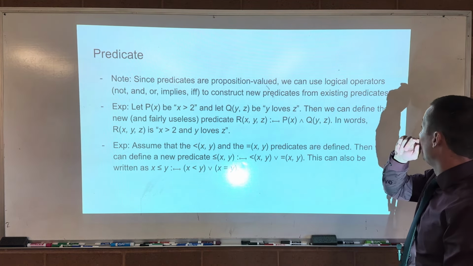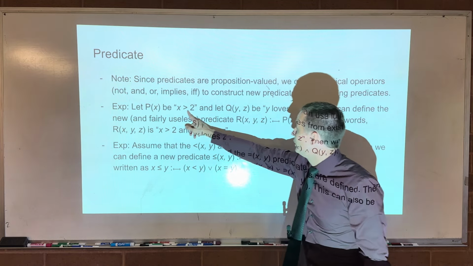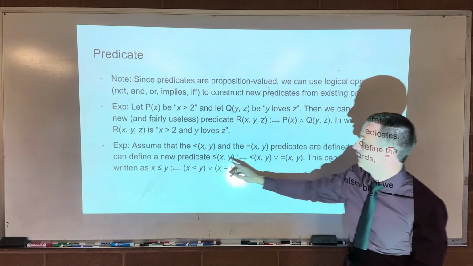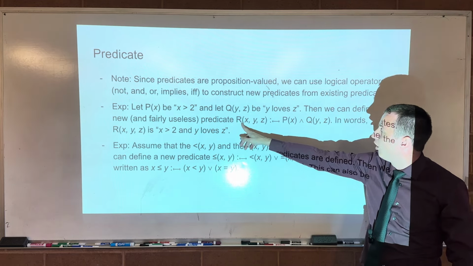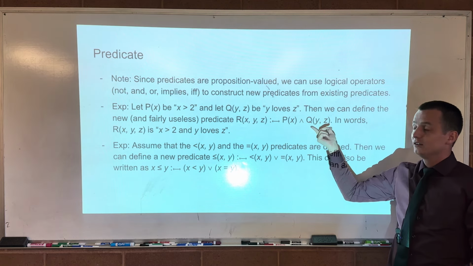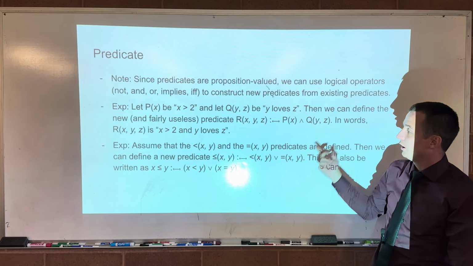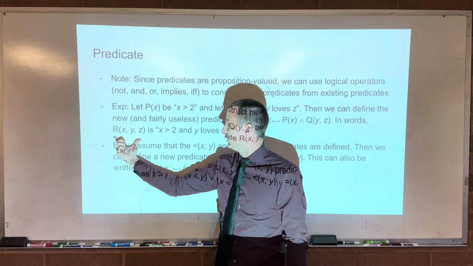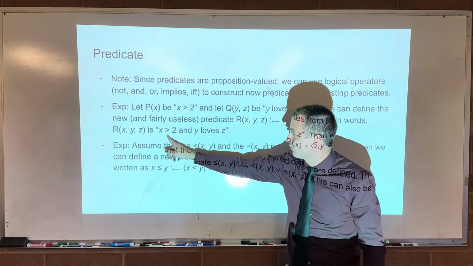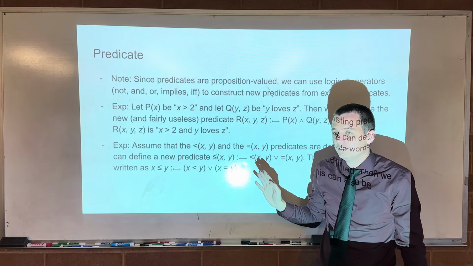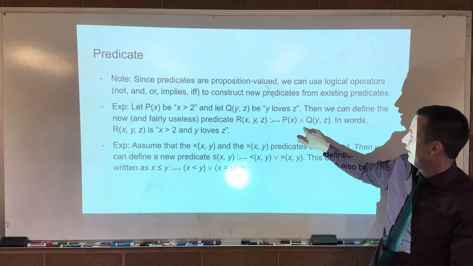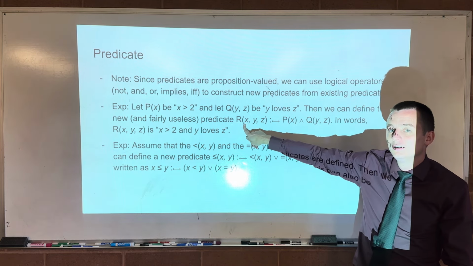Okay, so example. Let P of x be x greater than 2. Let Q of y, z be y loves z. Then we can define a new and fairly useless predicate R, which is going to be P of x and Q of y and z. In words, what is R of x, y, z? It's the x is greater than 2 and y loves z predicate. And that makes perfect sense. So we can take two existing predicates, add them together, and create a new predicate.